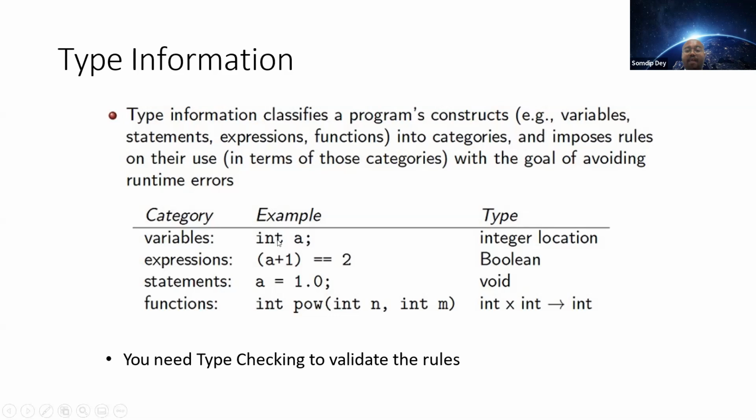So you can have an example like int a, where a is a variable and the type is integer. You can have different forms of expression as part of your program source code, and each expression can have a different category or type. That's what type information basically does. So it does type checking to validate the rules for the expressions as part of the program source code.